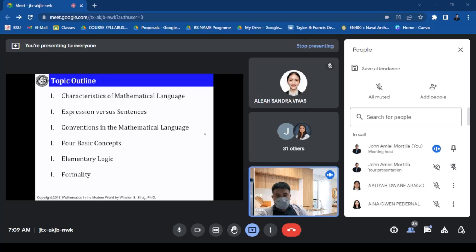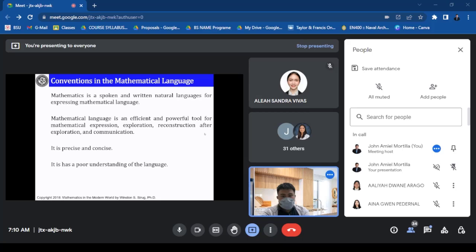So, topic outline for chapter 2, we have characteristics of mathematical language, expressions versus sentences, conventions in mathematical language, the four basic concepts, elementary logic, and formality. Okay, so conventions in mathematical language. Okay, please read everything on the screen.